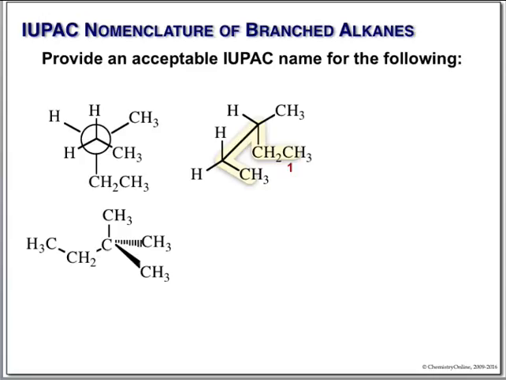What's attached to carbon 3? A methyl group. So this is going to be a 3-methylpentane. How do you know it's a methyl? This is our side chain, that's our methyl, right there. Here's our parent, and on carbon 3, we have a methyl. A one-carbon side chain is a methyl, because it's CH3.